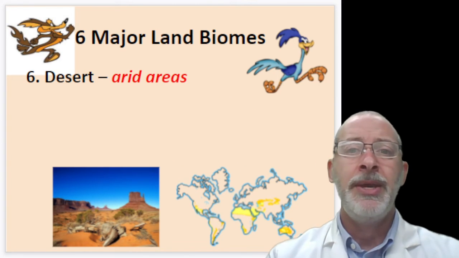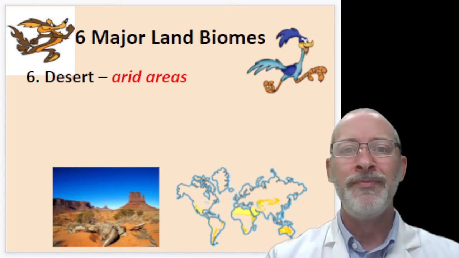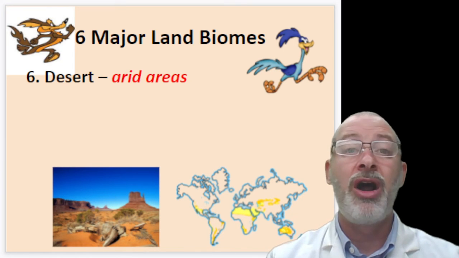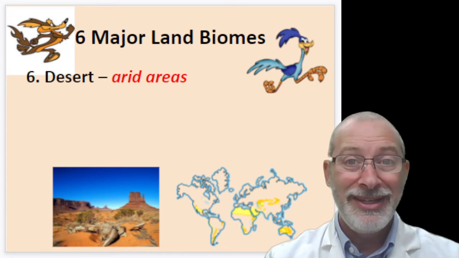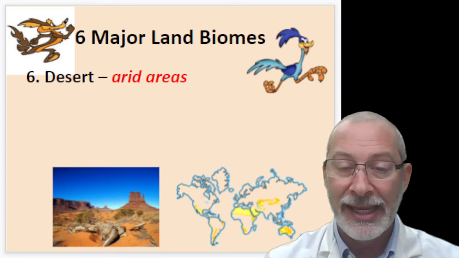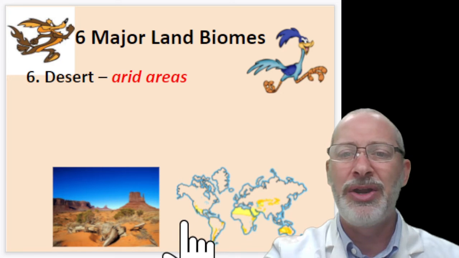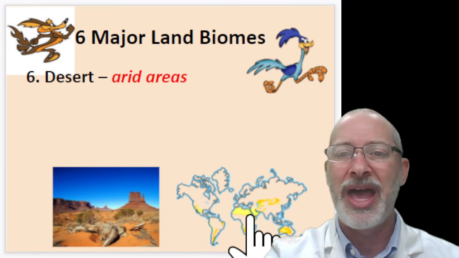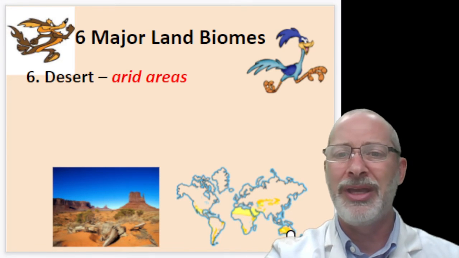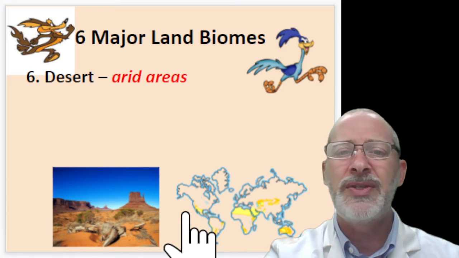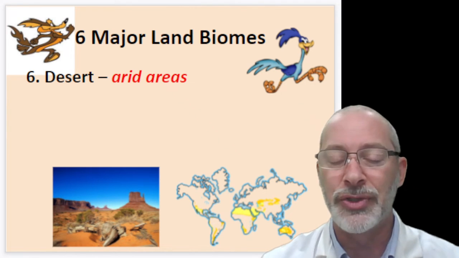Our number 6 major land biome are the deserts. Deserts, as you can imagine, are arid areas. And the word arid means dry. Look at our map here. The driest locations on our planet, like Death Valley, the Sahara Desert, Kalahari and Gobi deserts, the Australian deserts, all of these regions of the earth that are really, really dry are called deserts.